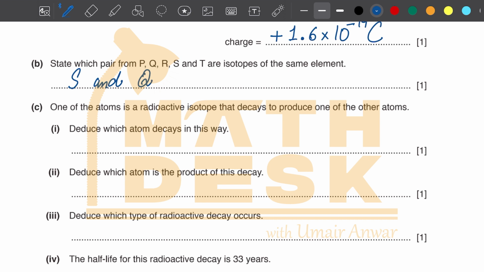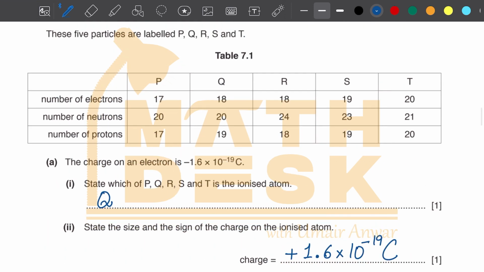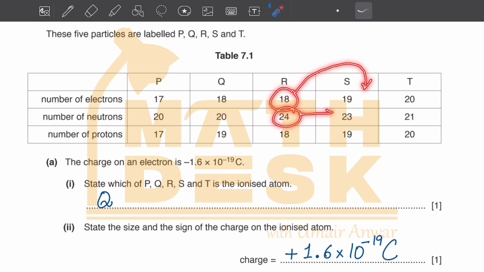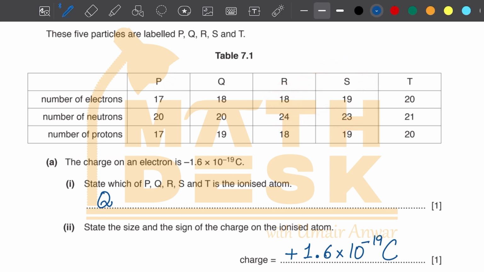One of the atoms is a radioactive isotope that decays to produce one of the other atoms. Deduce which atom decays in this way. The atom decaying in this way is particle R, because when R decays, its proton number increases by 1, so 18 becomes 19, and the number of neutrons decreases by 1, so 24 becomes 23. And this happens when a beta decay occurs.